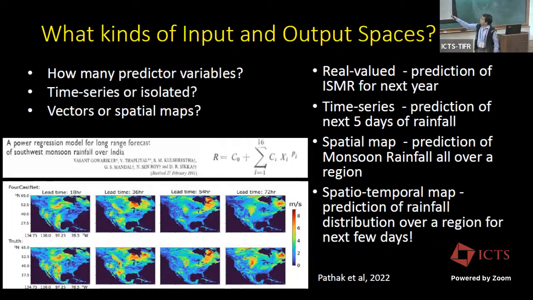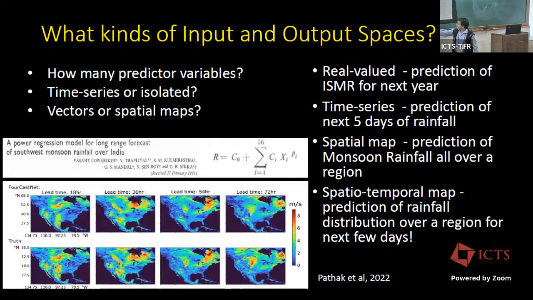So you may want to make this output more explicit. Say, for example, instead of trying to predict just a single number, you may want to predict a spatial map of rainfall, the monsoon rainfall over the entire region. Or you may also want a spatiotemporal map, that is at different points of time rather than over the entire season. Like, let's say on day 1, on 1st June, which region will get how much rainfall, on June 2, which region will get how much rainfall, and so on.